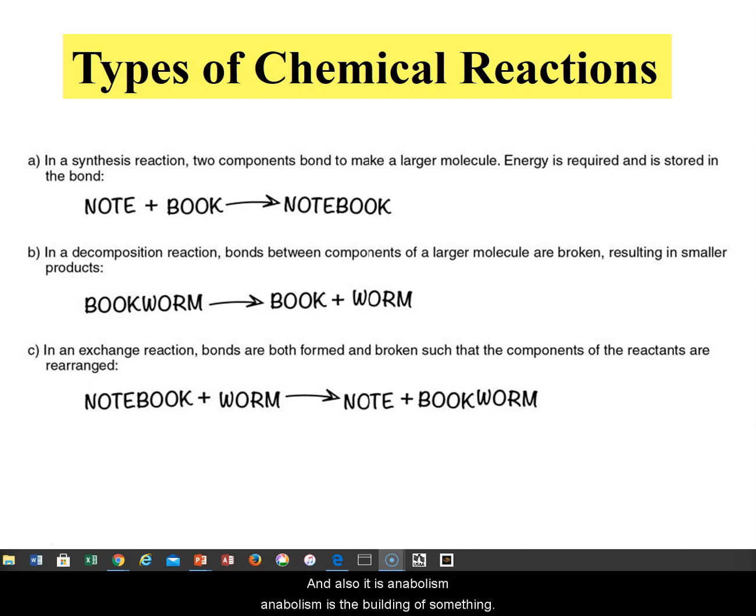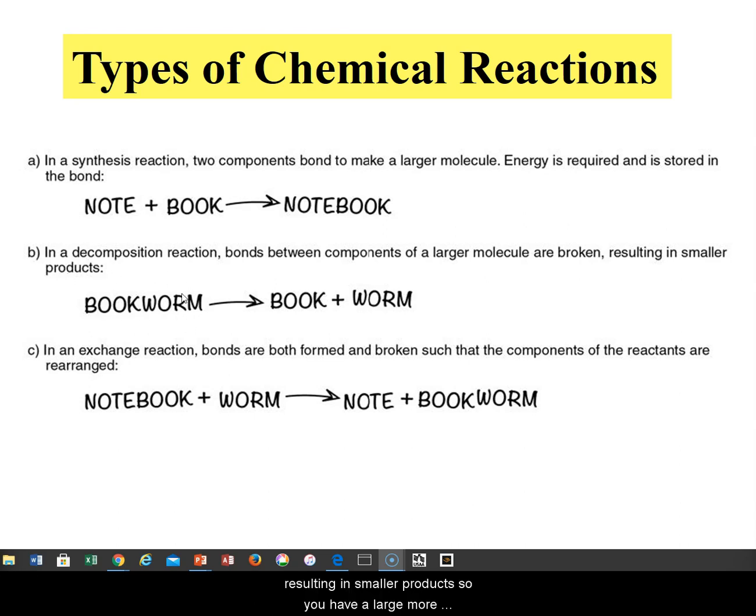And also it is anabolism. Anabolism is the building of something and the storing of energy. Anabolism, synthesis reaction, the building of a more complex from simpler. It takes energy, then that more complex molecule is storing that energy. Anabolism, and endothermic.